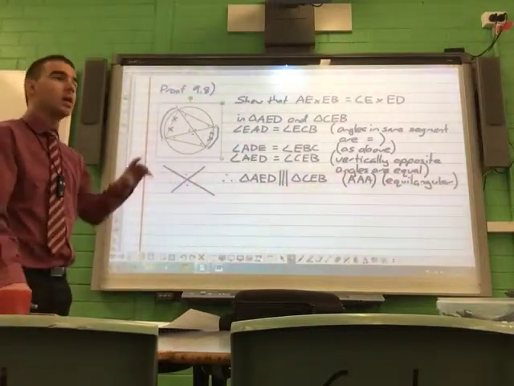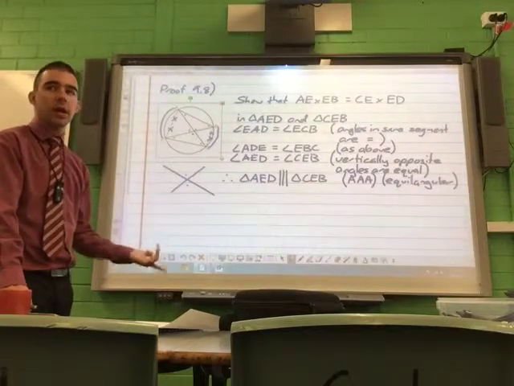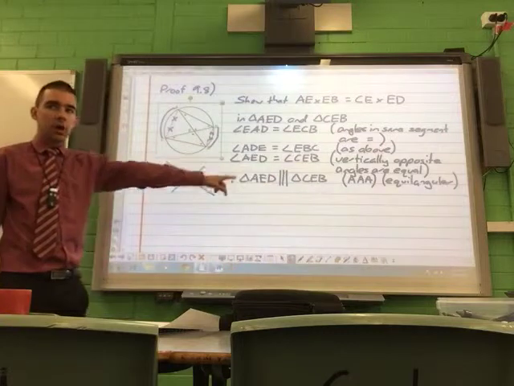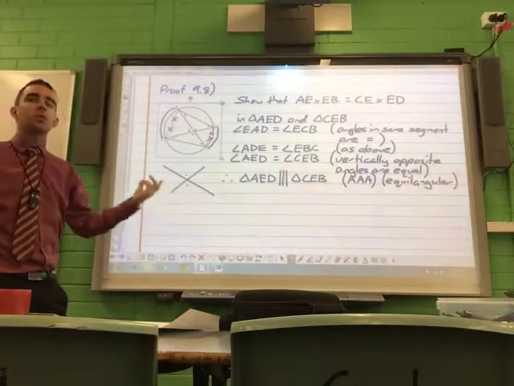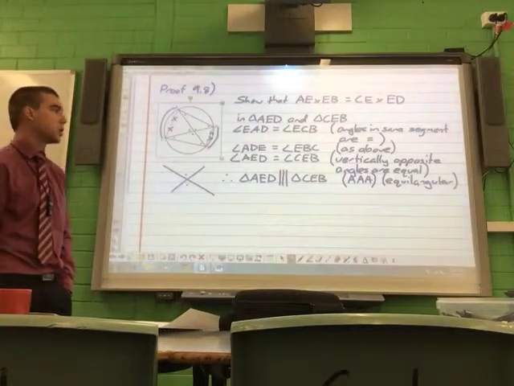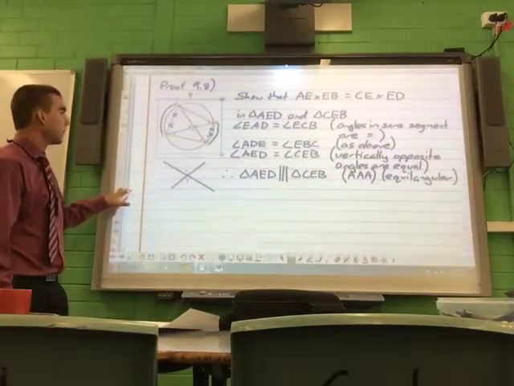Now, I said that the sides are not necessarily equal. However, because the angles are equal in both triangles, the sides will be in the corresponding ratio. Okay, they will have a ratio to all the sides.